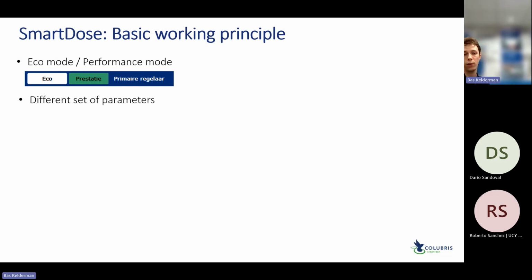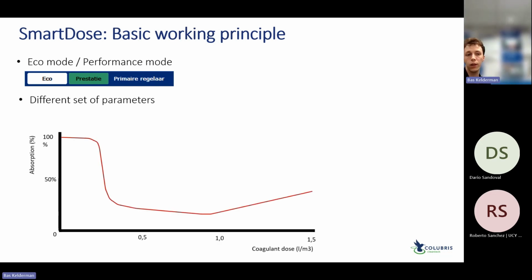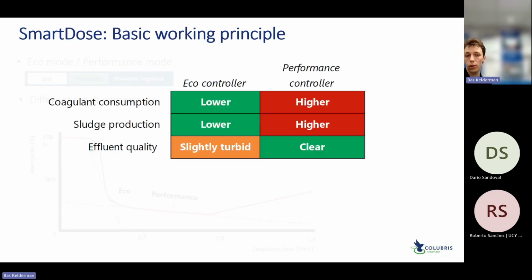Under the hood, this is just the same controller with a different set of parameters, and it more or less translates to that we are looking for a certain position on this curve. So in the eco mode, we're looking for just about that edge where the coagulation is starting to fall apart. Whereas for the performance mode, we're looking for the slope at a point where we're pretty safe, we get very clean water, and if I decrease or increase the dose a little bit, it doesn't have too much effect on the quality of the water. So in summary, eco controller, lowest coagulant consumption, but slightly turbid water. Performance controller, more expensive, but you get very clean water.